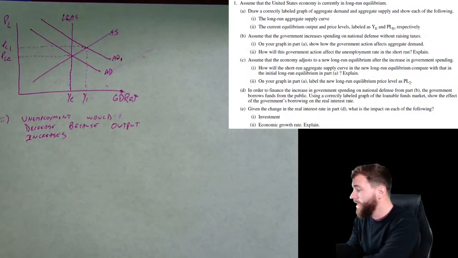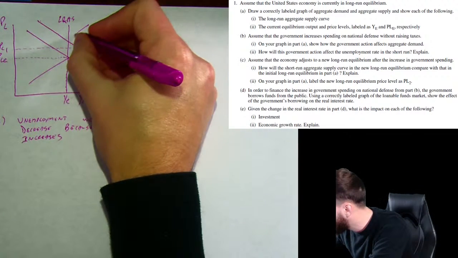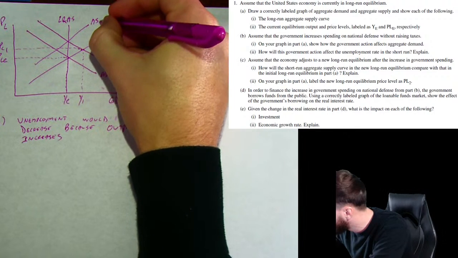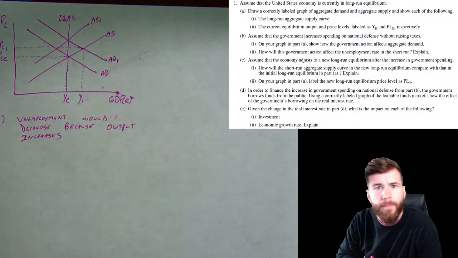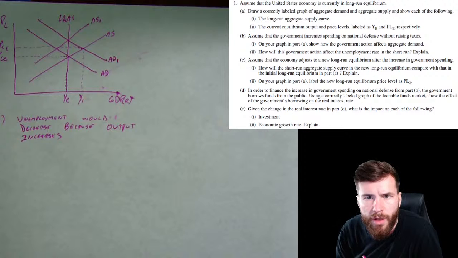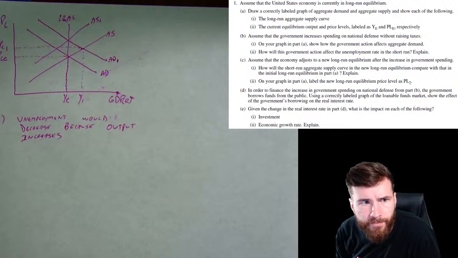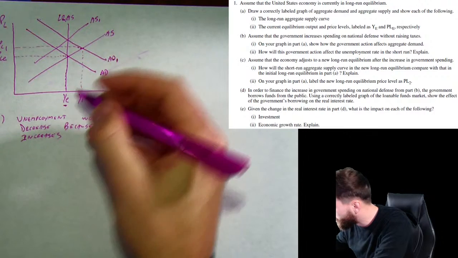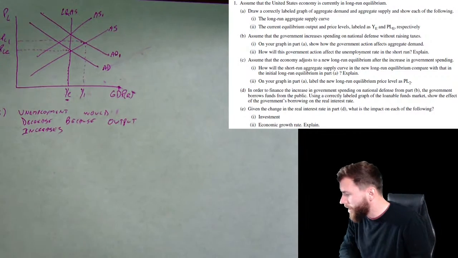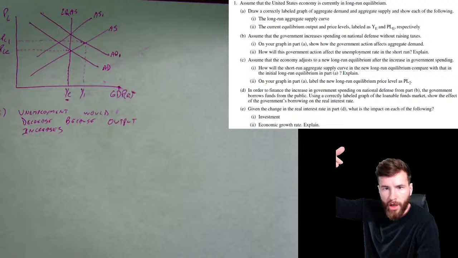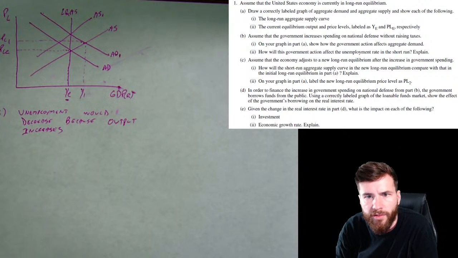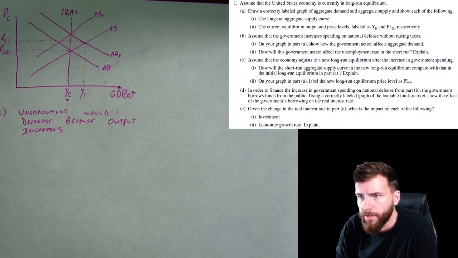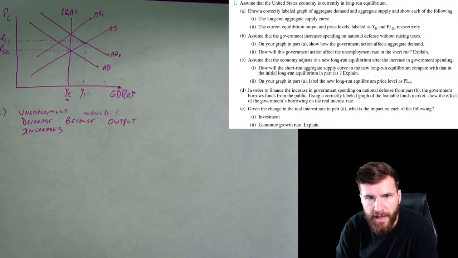by itself. Remember, that is changing aggregate supply. So aggregate supply is going to decrease. How will the short-run aggregate supply curve in the new long-run equilibrium compare with the initial long-run equilibrium? AS1 is going to be greater than AS, like higher up, because it causes a decrease in supply. The willingness and ability to produce at all prices has decreased. They're going to produce less at higher prices.